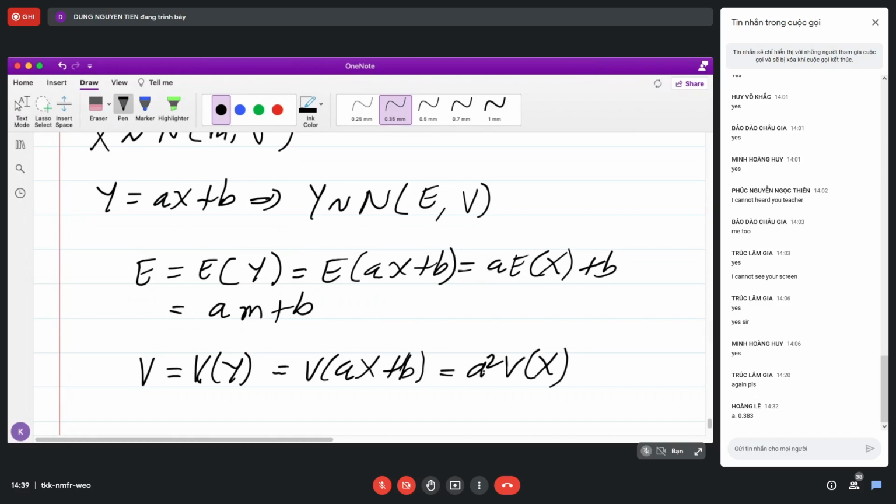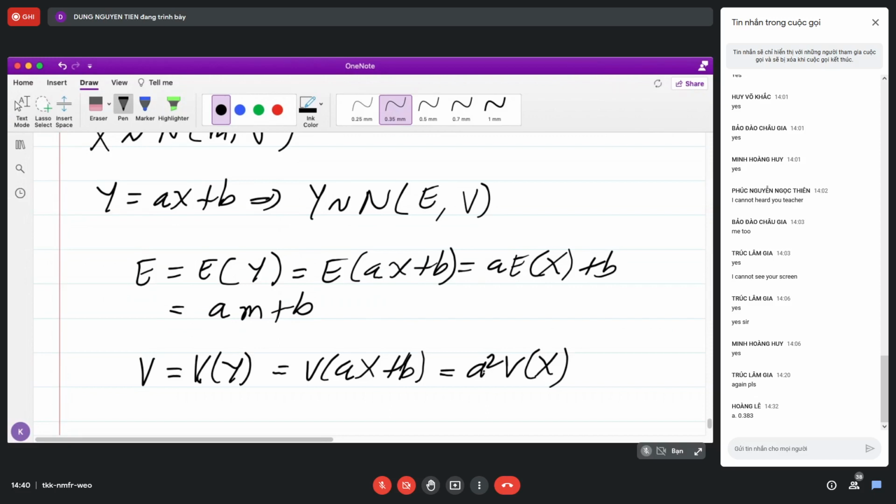Right here you can see that the variance of X is sigma squared, and the mean is mu. So I can conclude, I can get the distribution of Y, with the mean and variance as computed.